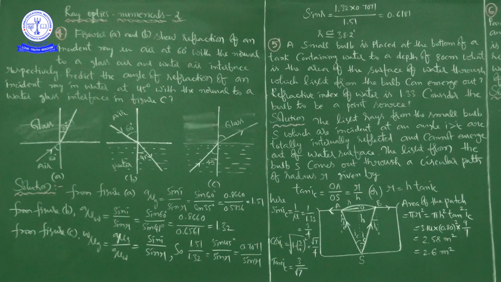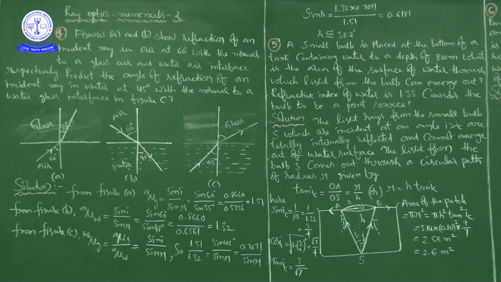38.2 degrees. This is the final answer we can calculate based on the given question. That is what he is asking now: predict the angle of refraction of an incident ray in water at 45 degrees with the normal to a water-glass interface in figure C, right? So that is approximately 38.2 degrees.